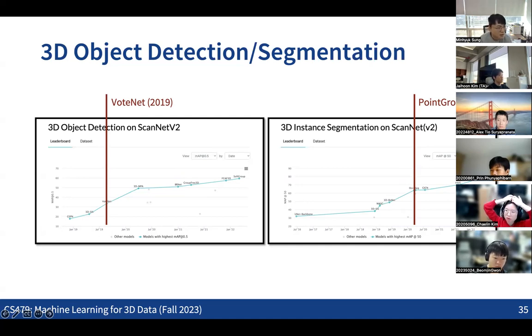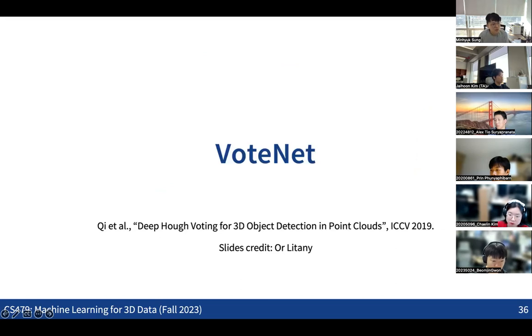As you can see, we start to see a big jump in performance from 2019 and 2020, and those are also the times when we start to see some interesting new ideas in terms of how we make 3D detection and segmentation architectures. We're going to briefly discuss some of these ideas today and probably next week as well. We'll start with VoteNet, the idea about object detection.